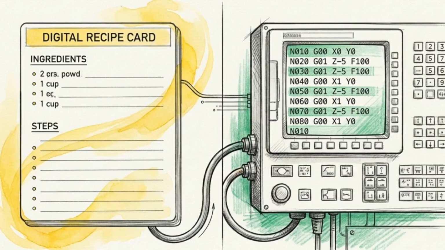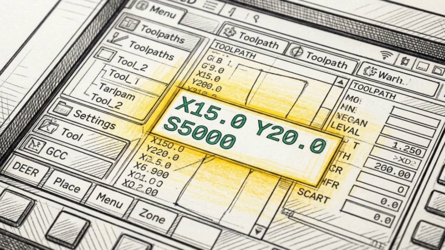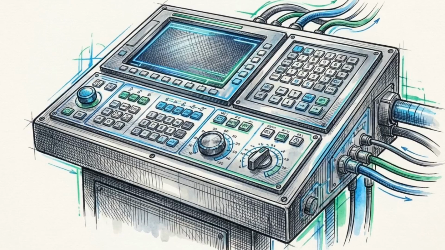The process starts with the CNC program. Think of this as a highly detailed digital recipe. It holds all the specific instructions for where the tool should move, how fast it should travel, and how quickly it should spin. But a recipe needs a chef to read it.